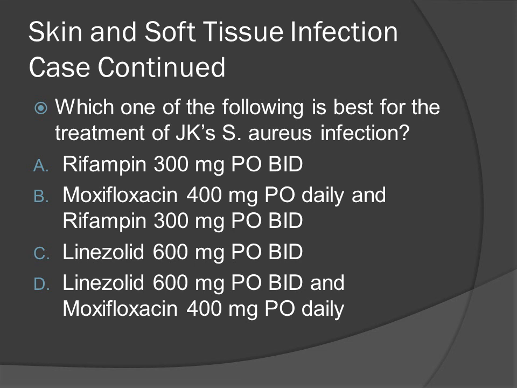Linezolid plus moxifloxacin would be dual therapy where we'd kind of have overkill. What exactly are you using the moxifloxacin for? Linezolid would provide sufficient coverage. In this case, there are other agents that we could use, but if we're looking at the best choice out of the four choices, linezolid 600 mg PO BID is going to be our best choice.